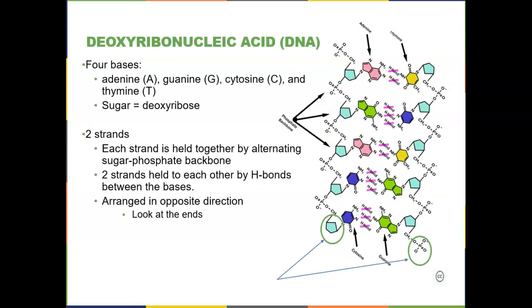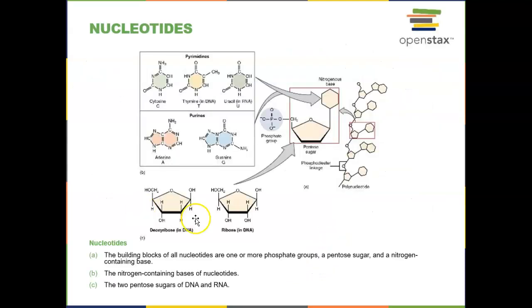Let's get the next slide. So for DNA, the 4 bases are adenine, guanine, cytosine, and thymine, A, G, C, and T. The sugar is a deoxyribose sugar, so it's this sugar right here with this oxygen right there that's missing.